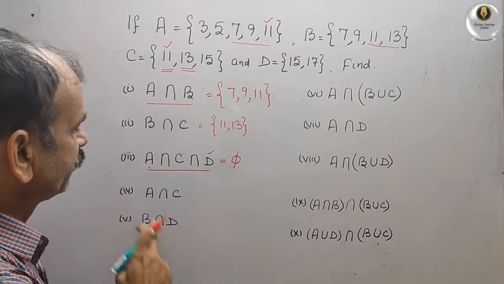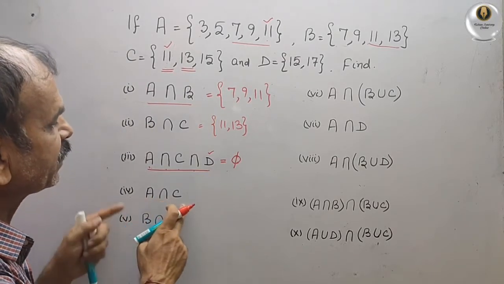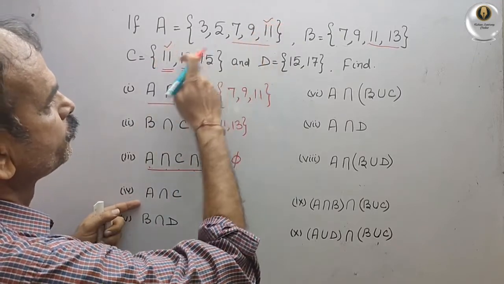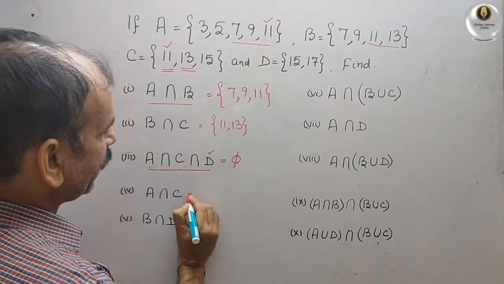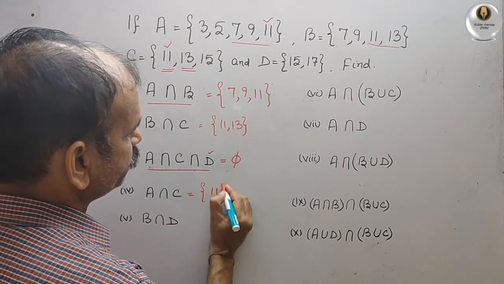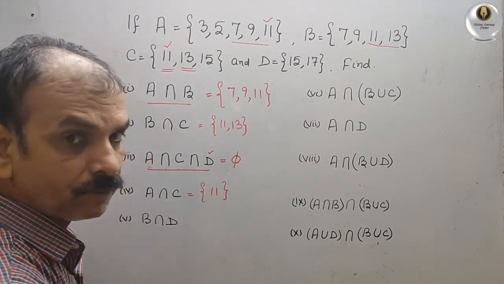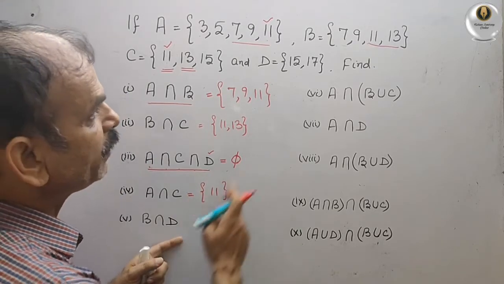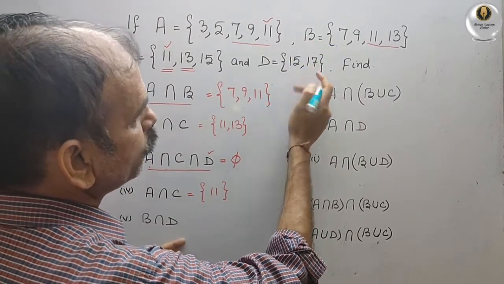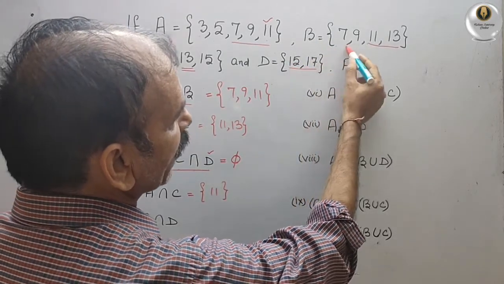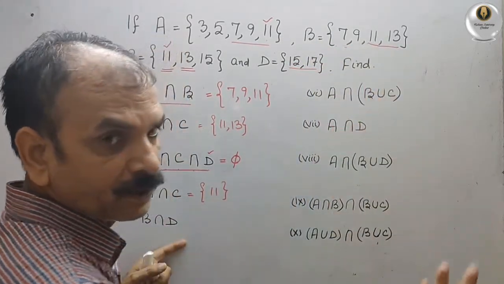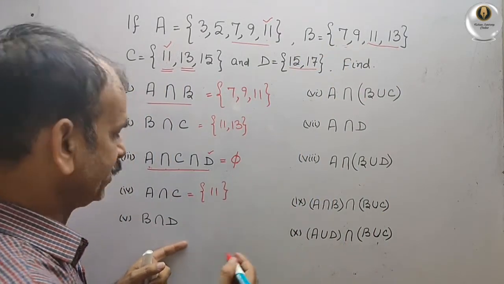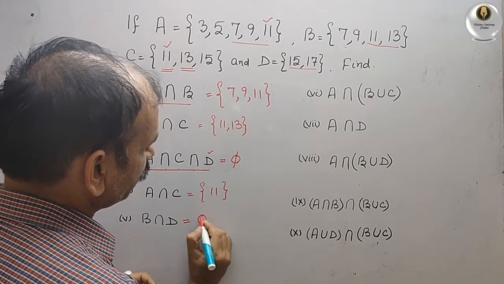Now next, A intersect C. We have already found that 11 is common. So we will simply write here {11}. Next, B intersect D. You can see B here and D here. You can see 15 and 17, and here 15 and 17 is not there. That means it is also an empty set. We can say it's a phi.